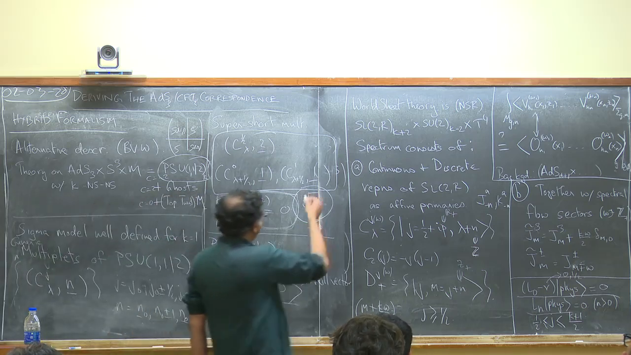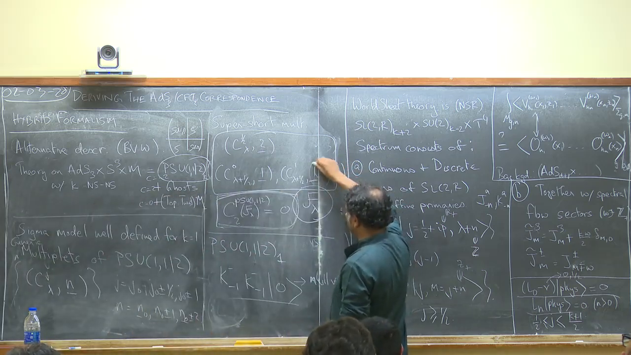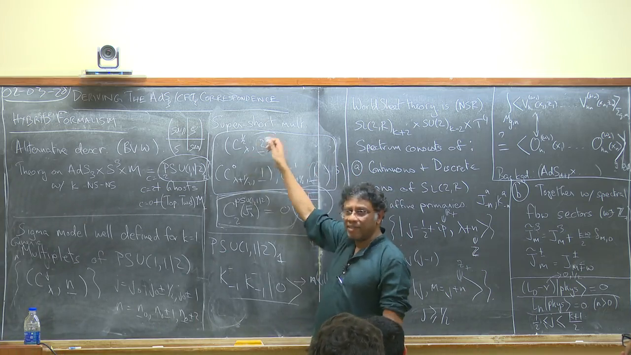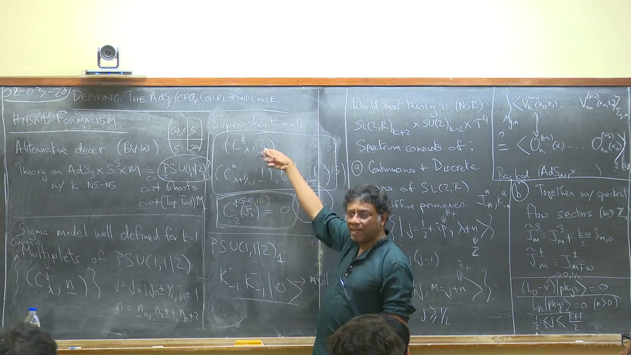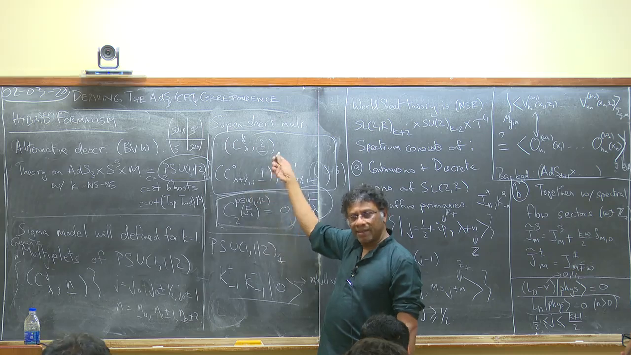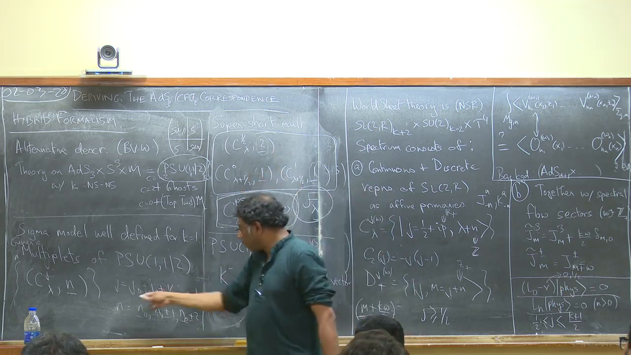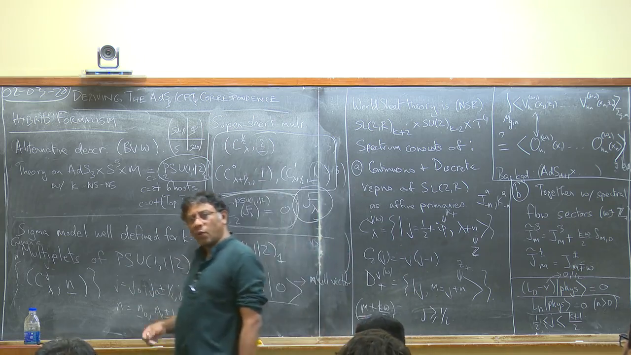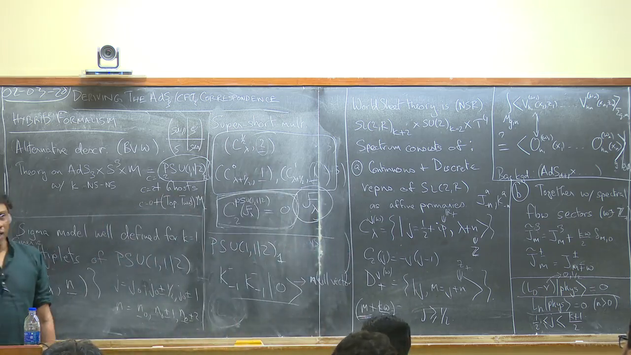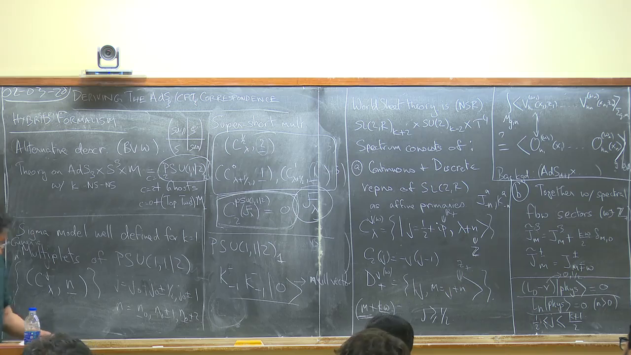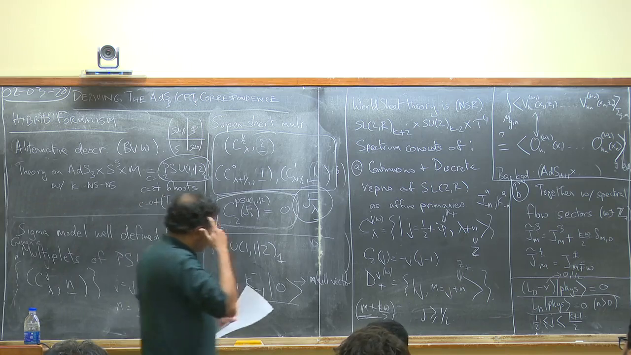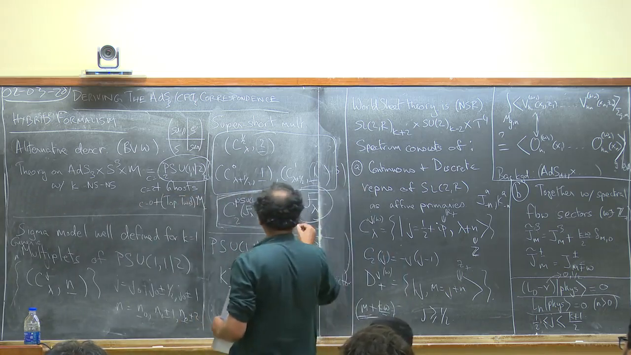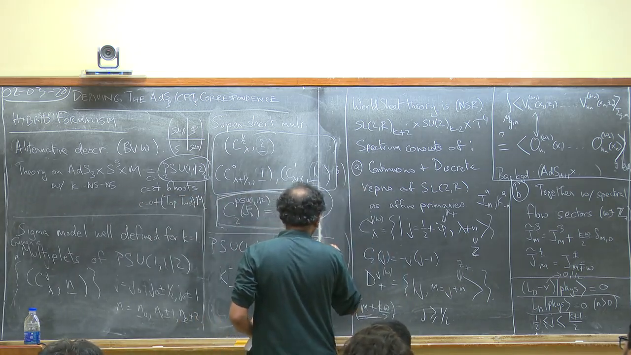Another way to say it, a more pedestrian way, is by just looking at the SU2 quantum numbers themselves. The only ones which have nothing more than 2 is this multiplet. Any multiplet like this, the J quantum number, the SU2 quantum number, will go more than 2. So these are the only allowed multiplets.